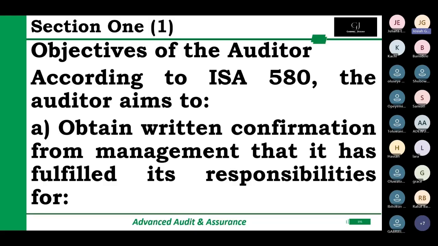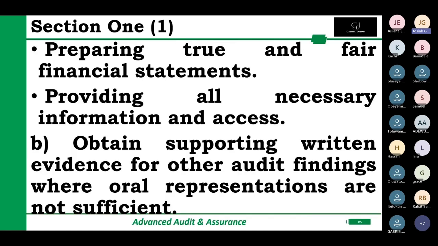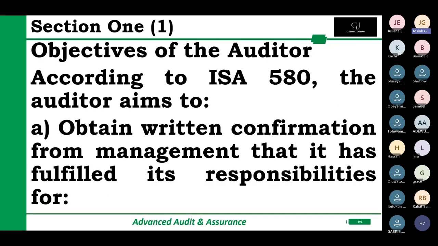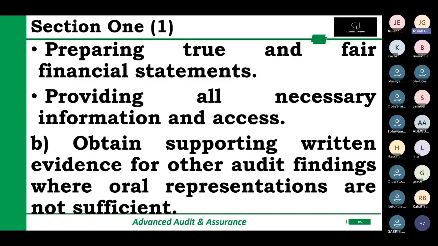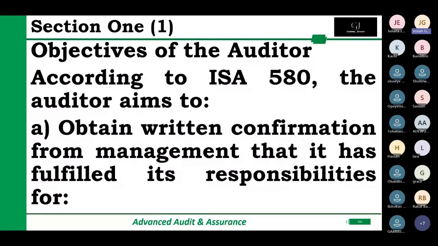It must be in writing. That's why it's called written representation. It cannot be oral. It must be in writing. And this writing must confirm that the preparation of financial statements is true and fair in management's opinion, and also that providing necessary information and access for the auditor to do his job must be in writing. And those are the objectives based on ISA 580.